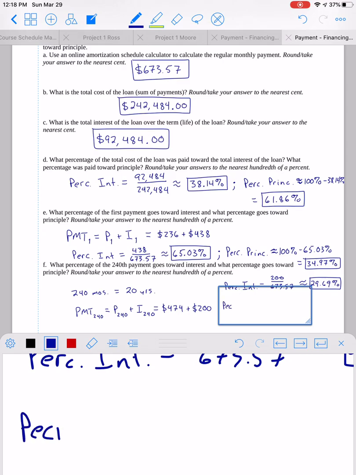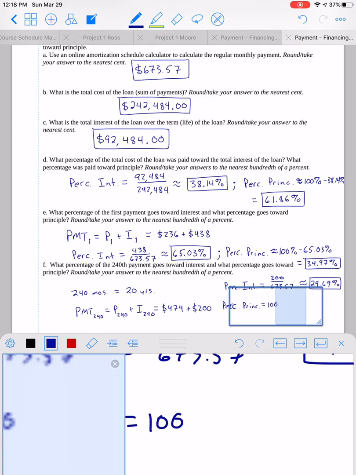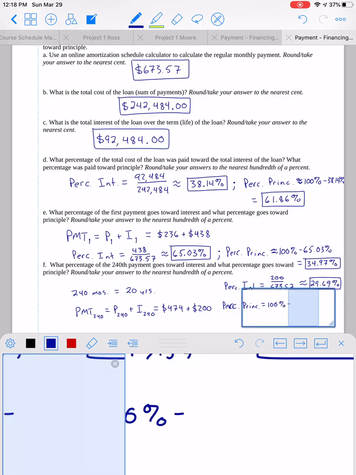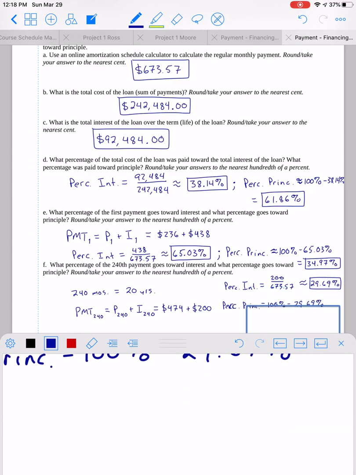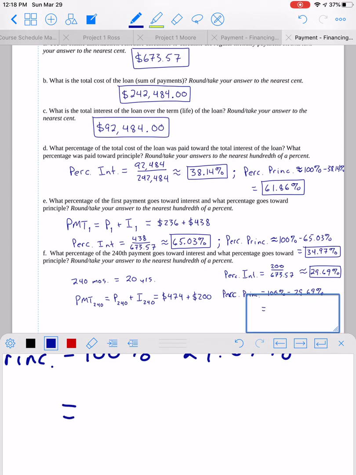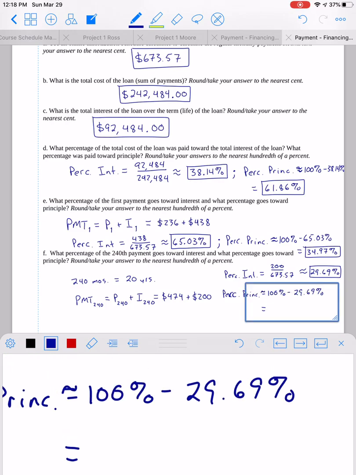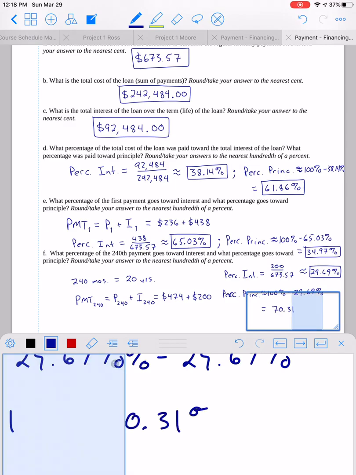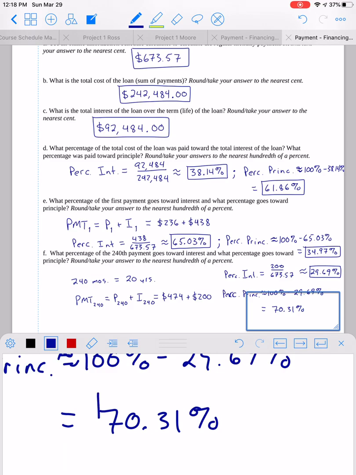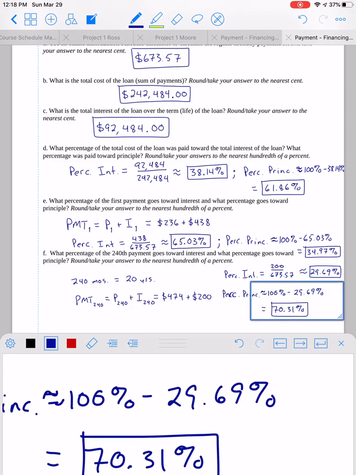So percentage principal is equal to, same trick, or we could divide 474 divided by 673, either way, but this is just a little easier, and it's close enough for the intents of the project. That's just fine by me. Okay, and let's see, what is our total here? 70.31% in this case. Okay, so we've got our breakdown for our 240th payment.